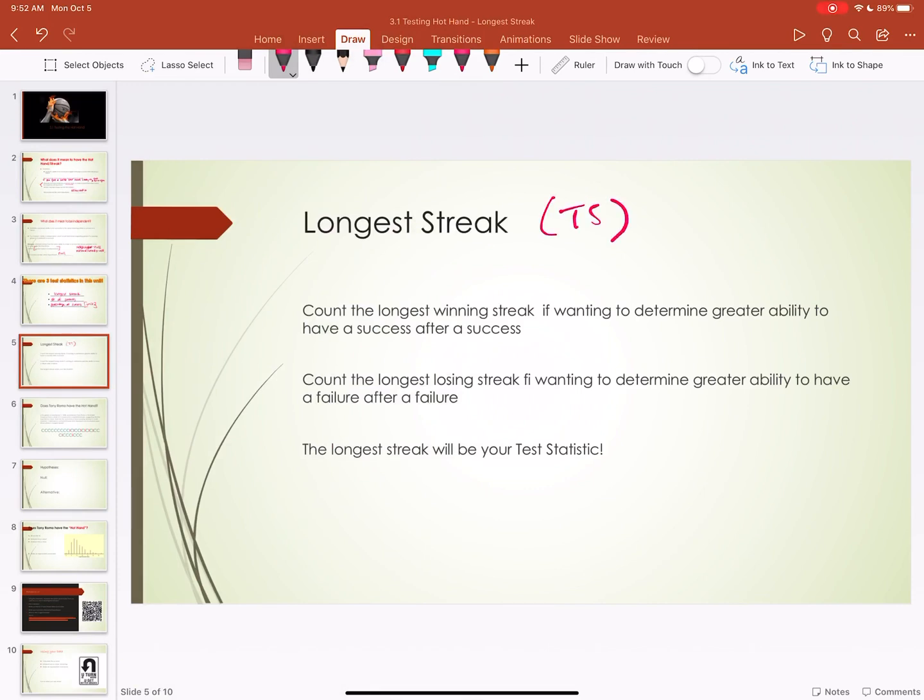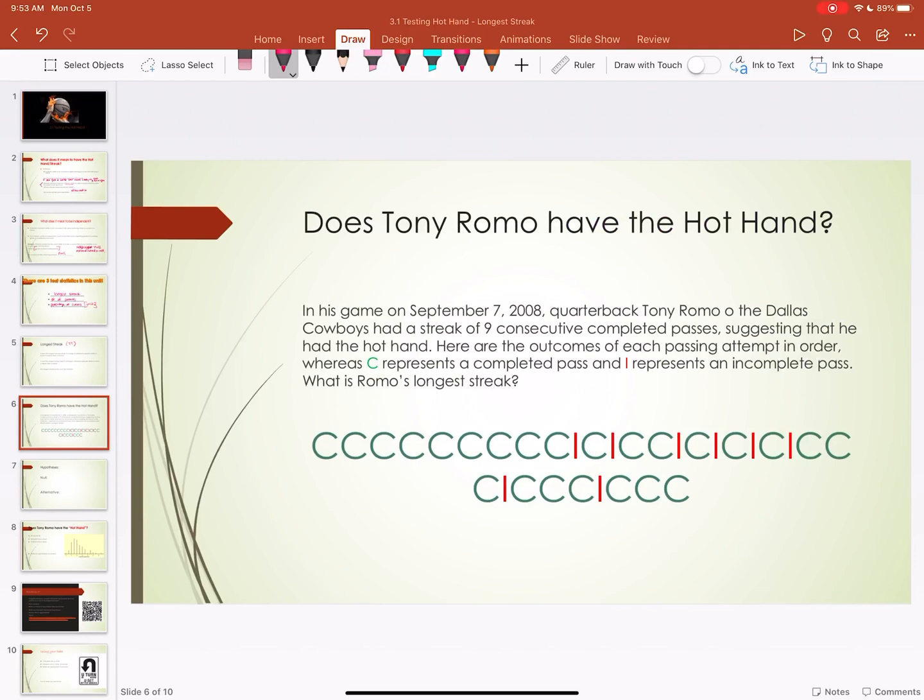We want to see if you're more likely to have a success after a success. You would literally just count the longest streak in the actual order. You can also count a longest streak of failures after failures. So the longest streak is going to be your test statistic. Here's an example. Does Tony Romo have the hot hand? In his September 7th, 2008 game, quarterback Tony Romo of the Dallas Cowboys had 9 consecutive completed passes. The C's represented the completed passes, and the I's represented the incomplete passes.